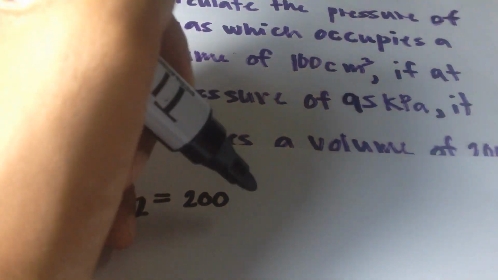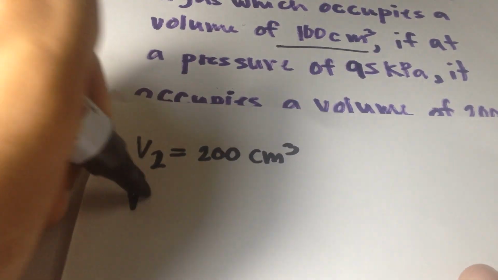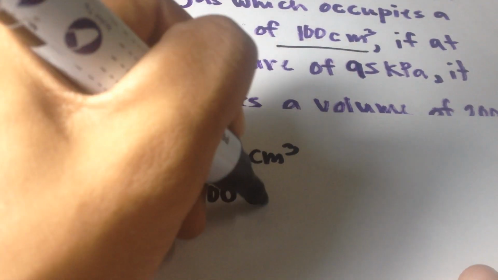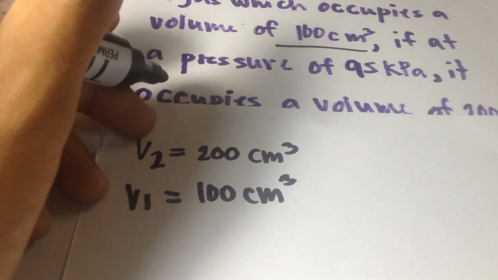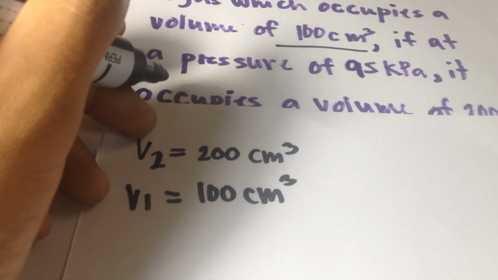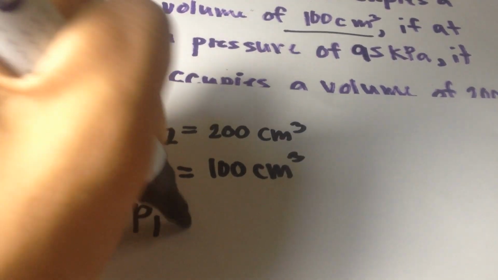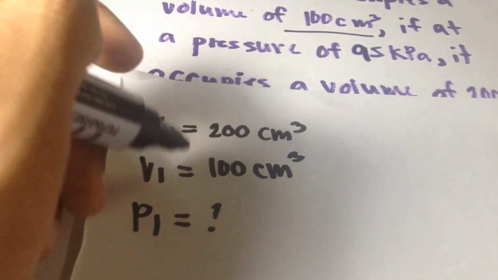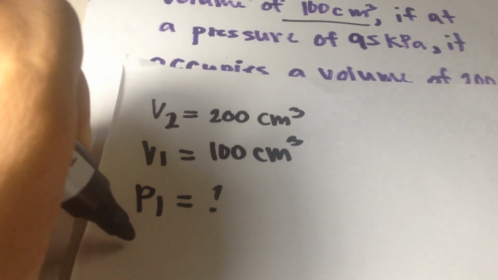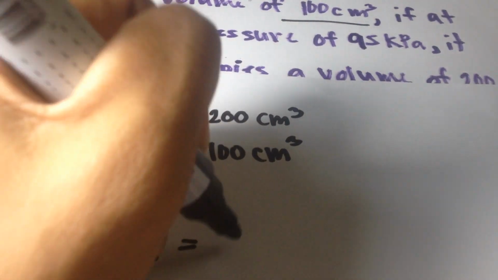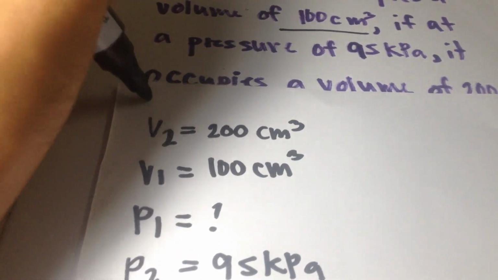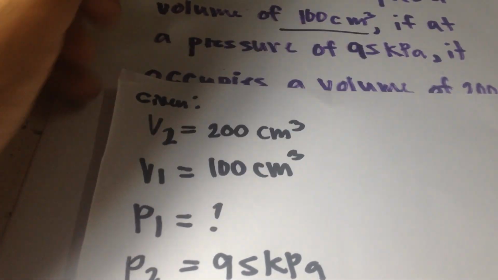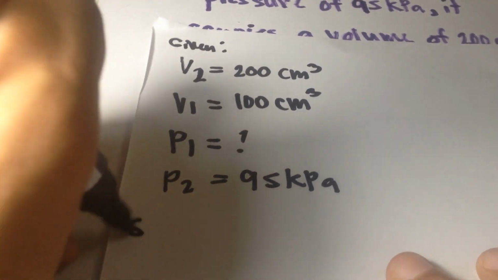Volume 2 is 200 cubic centimeters, and volume 1 is 100 cubic centimeters. Pressure 1 is unknown. We need to solve for the pressure, the initial pressure. And pressure 2 is 95 kilopascal. Again, these are the givens, and we need to solve that.